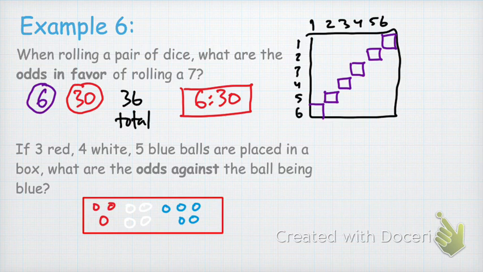So in this problem, there are 5 ways to get blue. There are 7 ways to not get blue. And there are 12 ways total. And so we don't need the total since we're looking at odds. Odds against is going to be, there are 7 ways to not get blue, and there are 5 ways to get blue. So it would be 7 to 5.